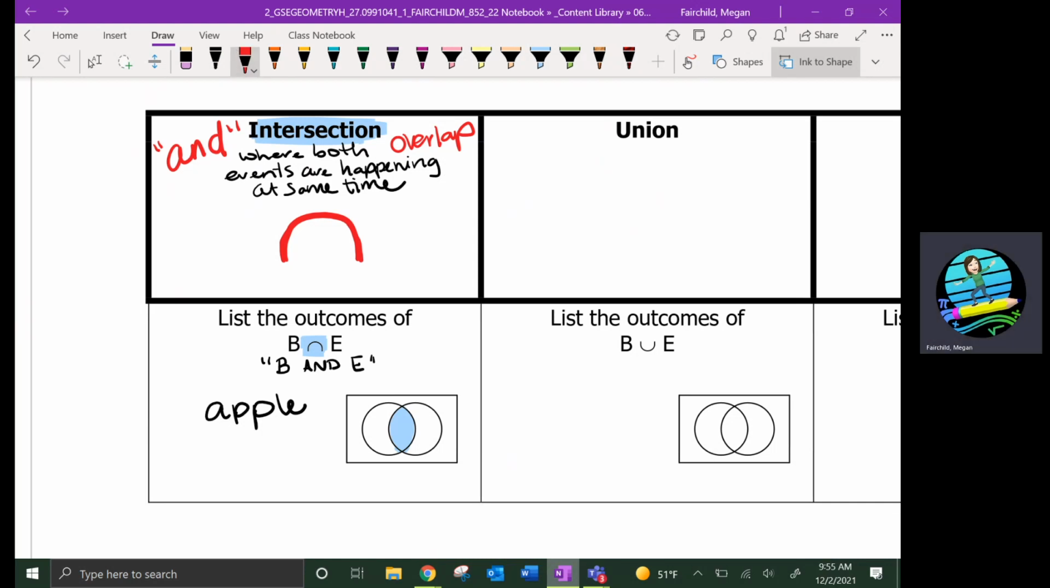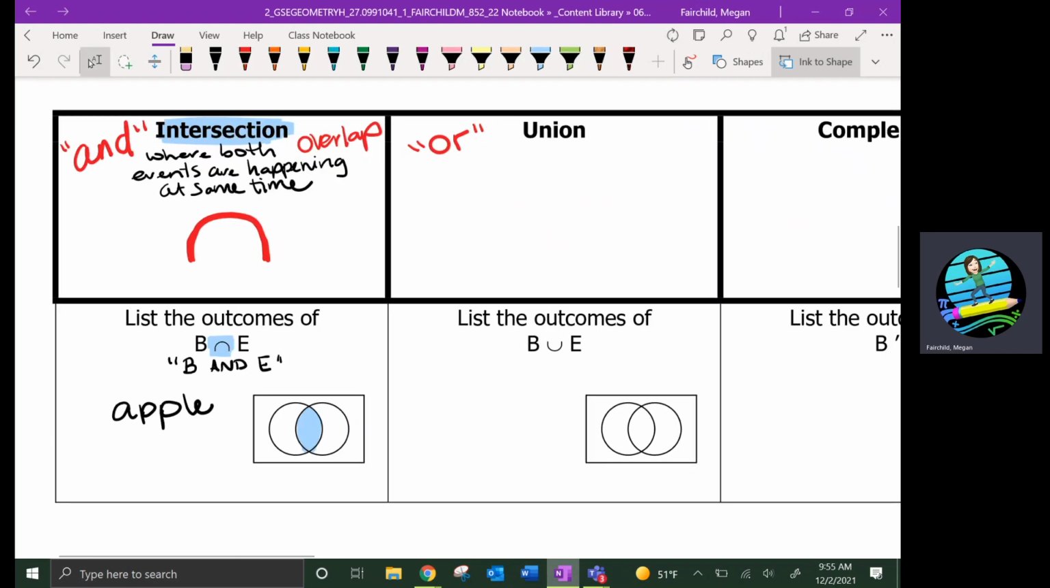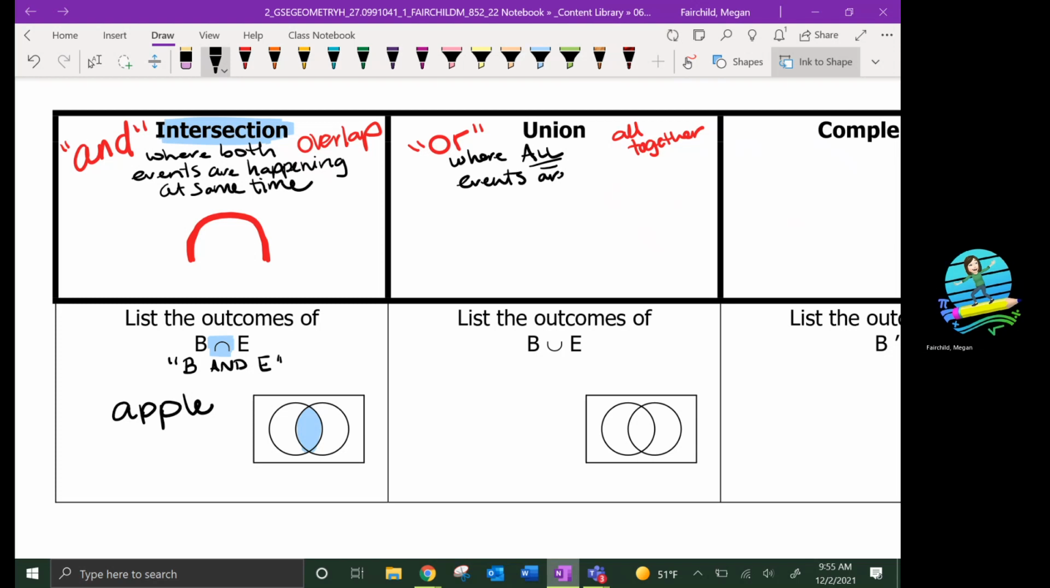Union is not and, it is or. Remember when I just said who has a cat or no animals? And y'all knew right away to add up all the cat circle and all the no animals, right? You add them together. A union is like all together, kind of like when people get married, they say they form a union, right? They combine everything together. Okay? The union is where all events are added together, I would say. Makes the most sense.